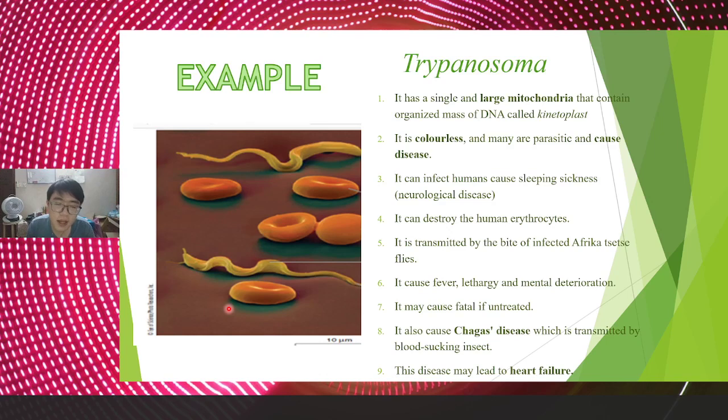Like a virus. Virus is one of the parasitic forms. It is colorless. Actually, it has no color. On this monitor they use a computer so there is color, but actually it is colorless. And then many are parasitic, and when they infect humans, they cause disease. So it can infect humans and cause sleeping sickness, a neurological disease.